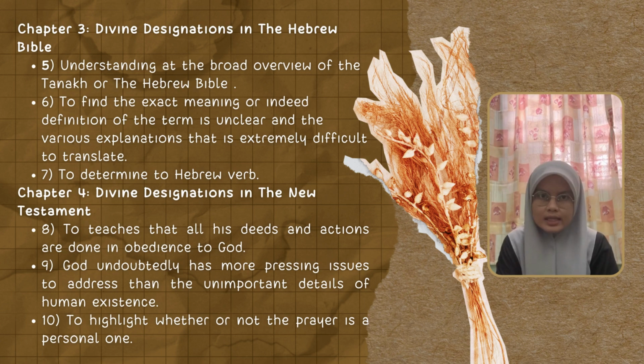Chapter 4, Divine Designations in the New Testament. From this chapter, three key ideas that can be gained are: first, to teach us that all his deeds and actions are done in obedience to God, a fact that makes a suitable starting point for what follows. Jesus has established that his authority comes from the Father, and that in the future he will carry out even greater acts. Second, this seems like a strange idea to readers in the present era.